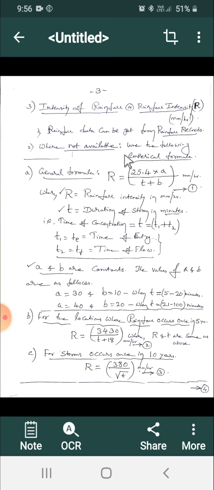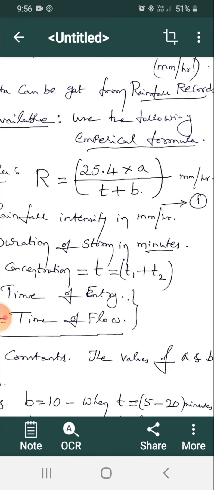Now, if it is not available in some areas, wherever you are going to do a new sewerage system, sewerage means underground drainage system, it is UGD, okay. Now here, what to do? The general formula you have to use. Under those conditions, you have to use this formula. What is this formula? R is equal to 25.4 into A, divided by T plus B. This is a standard equation. This is called an empirical formula. Remember it.